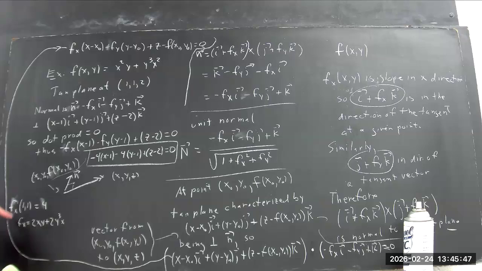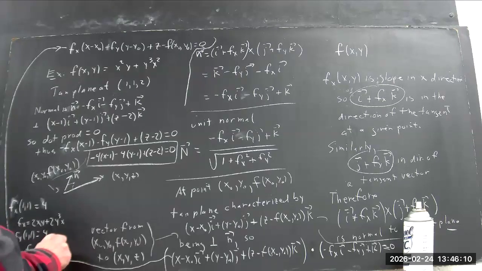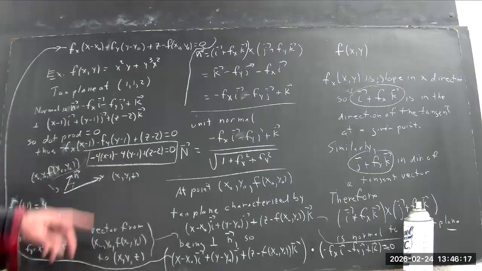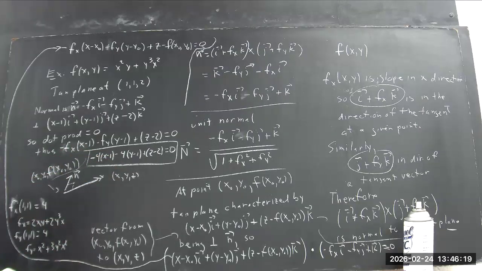Just to fill in that last little detail, fx of 1, 1 equals 4 because fx equals 2xy plus 2y cubed x. X and y are both 1, so you get 2 plus 2, which is 4. And fy of 1, 1 equals 4 because fy equals x squared plus 3y squared x squared. Again, x and y are both 1, so you get 4. So that's the reason for the negative 4s in the equation. Okay.